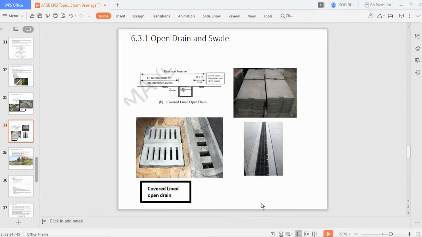The covered line drainage system will be in place when people or vehicles are nearby. This is for a safety reason. We do not want to have any opening which people are not able to see, or people accidentally fall into it and cause injury.